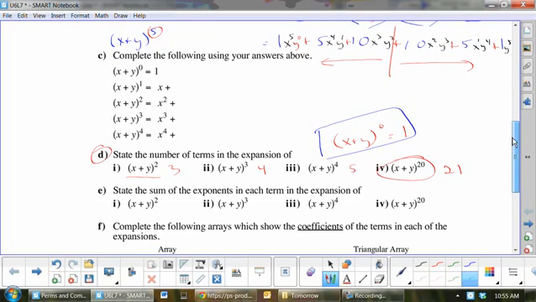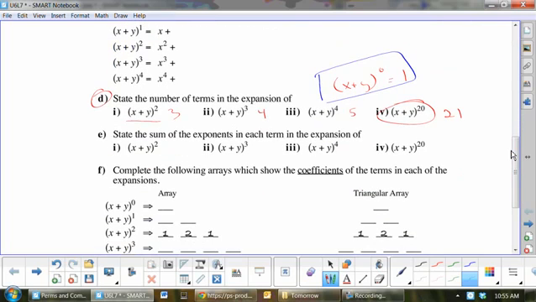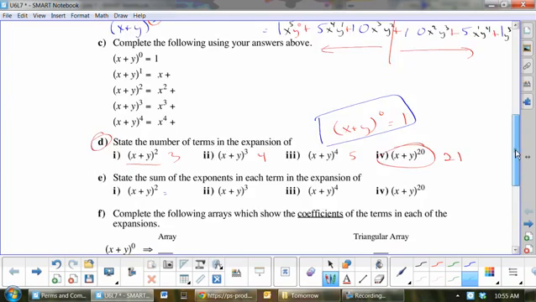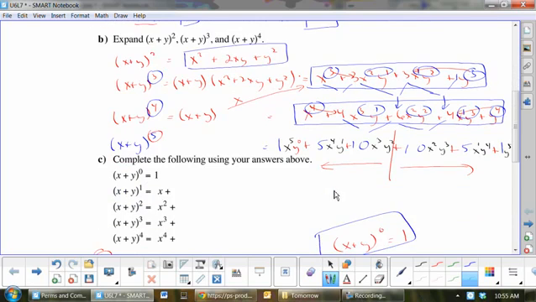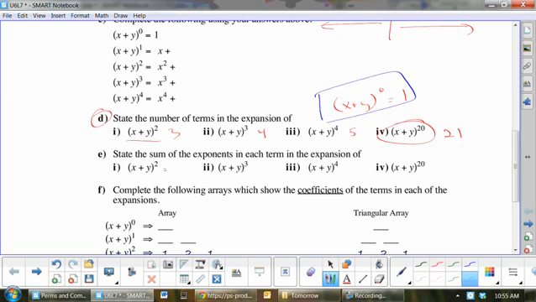Okay, now the sum of the exponents in x plus y to the 2 should equal. So look up here how we did sum of the exponents, right? In x plus y to the 3, what was the sum of the exponents? 3, okay? So in x plus y to the 2, it should be 2. This should be, and this is 4, in 20 should be 20.